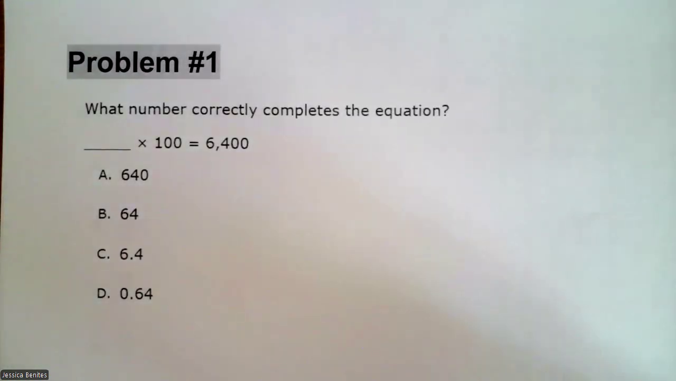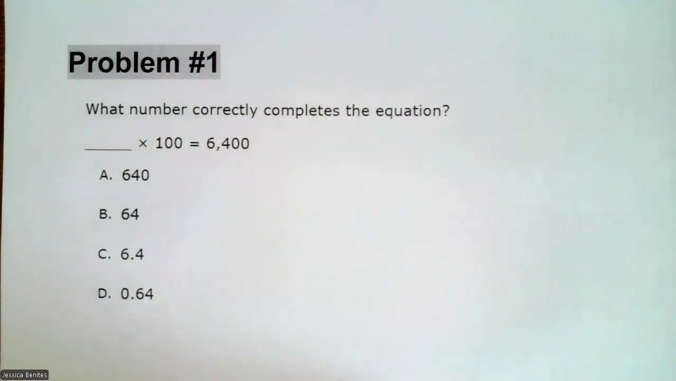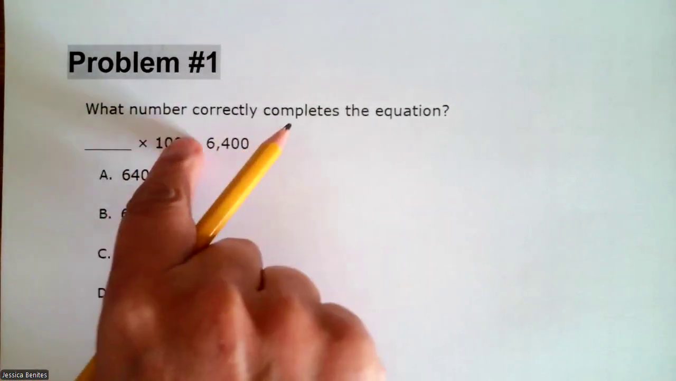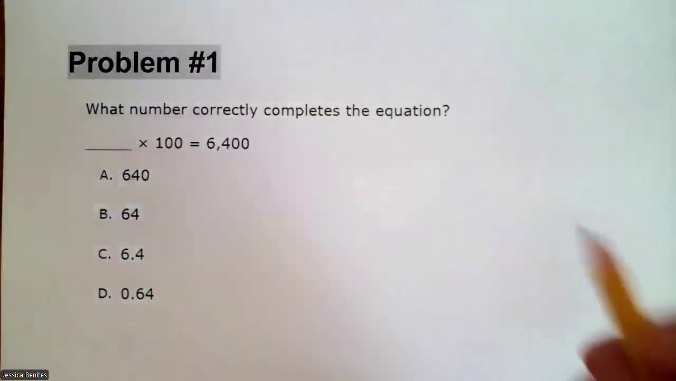Here we go. Welcome to day 2, problem 1. We are finding out what number correctly completes the equation. And I'm looking here and it's asking which number, if we multiply it by 100, is going to give us 6,400.